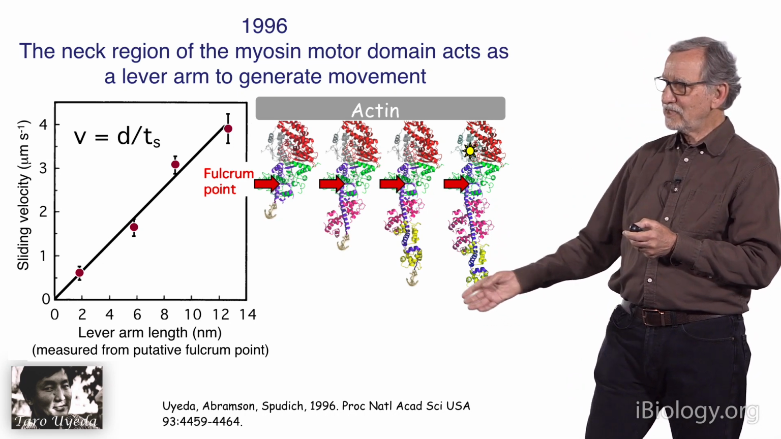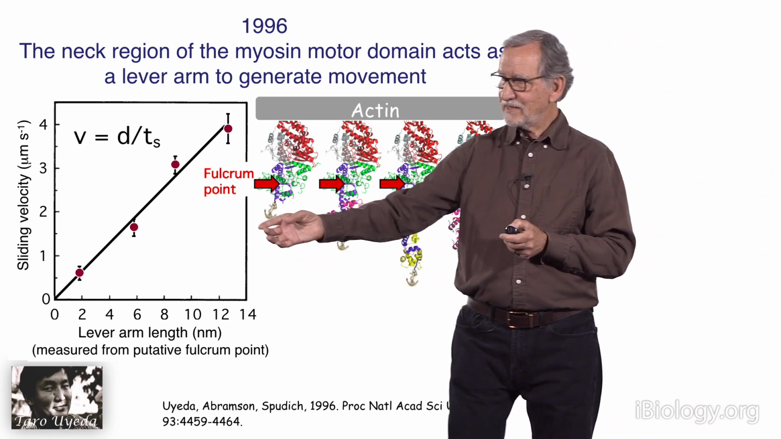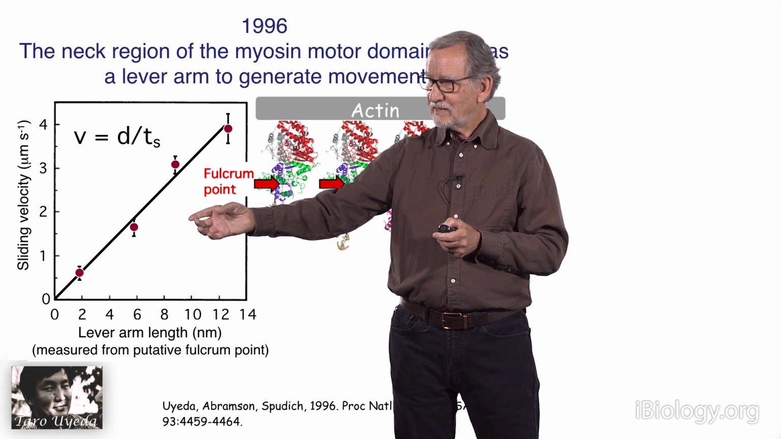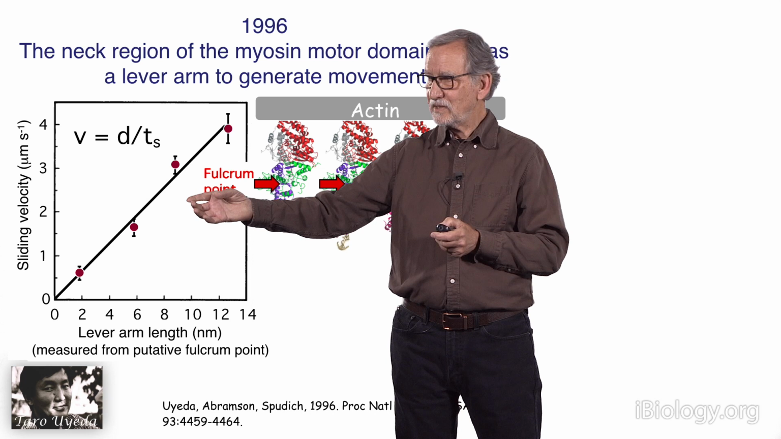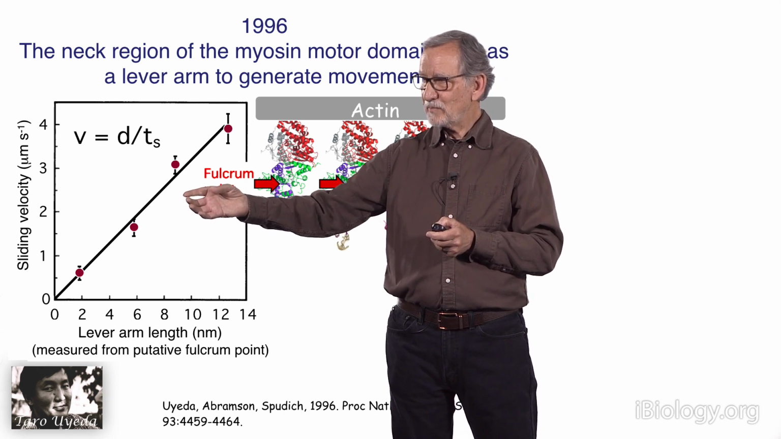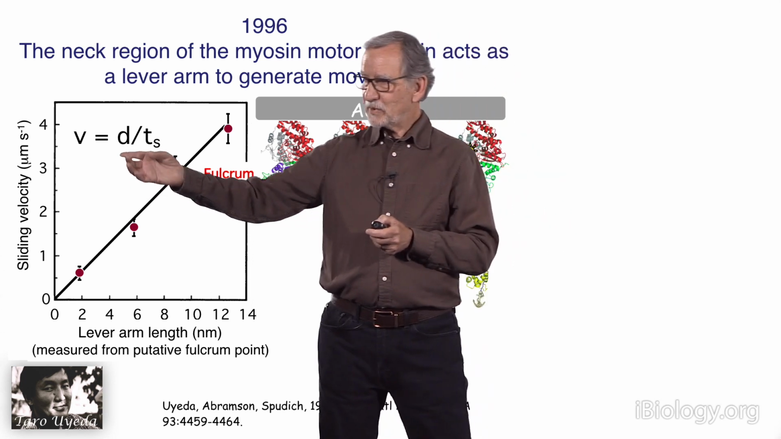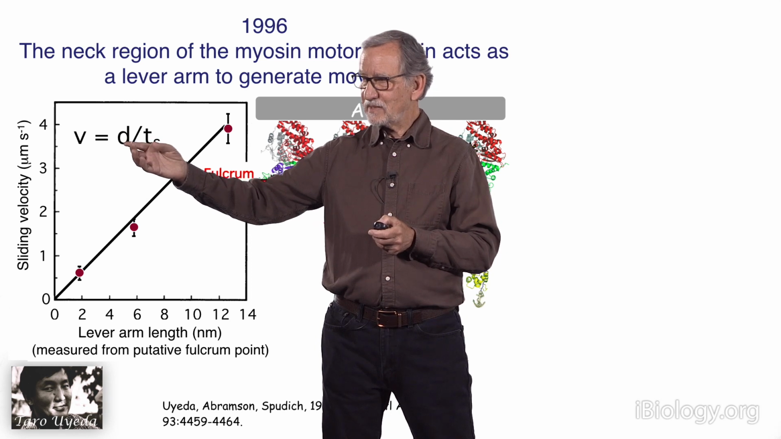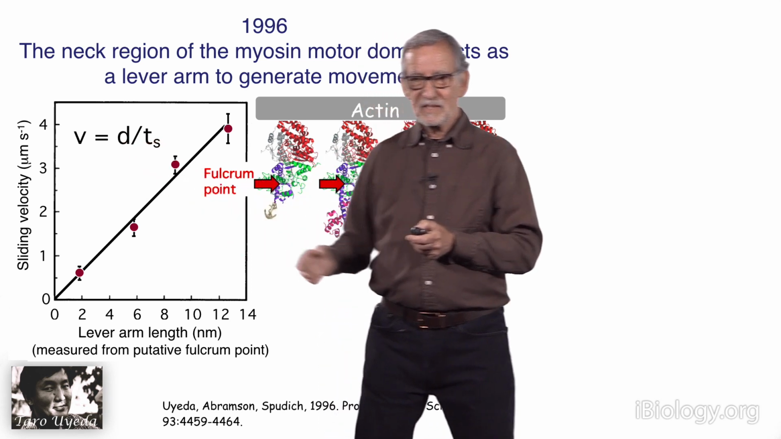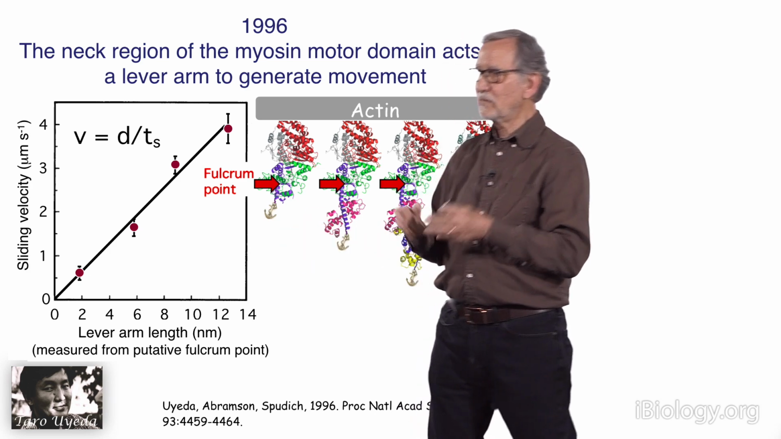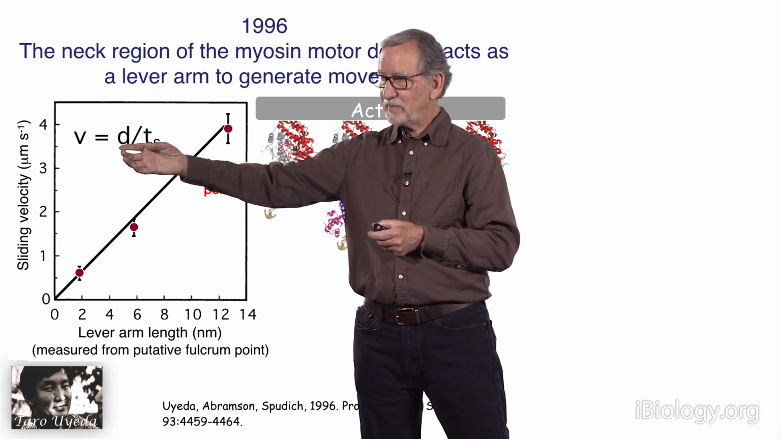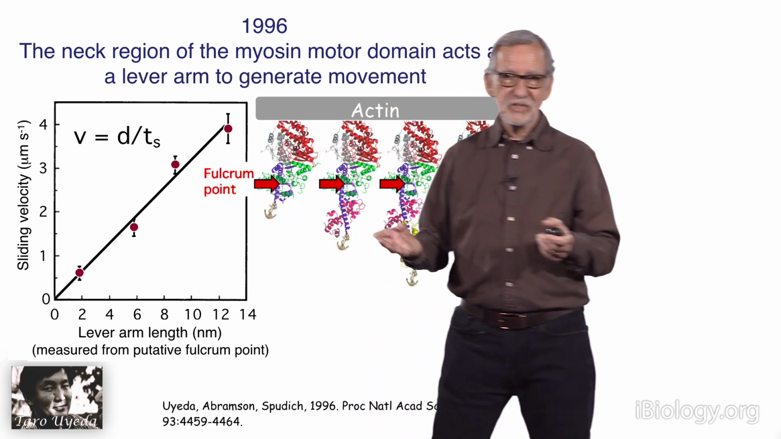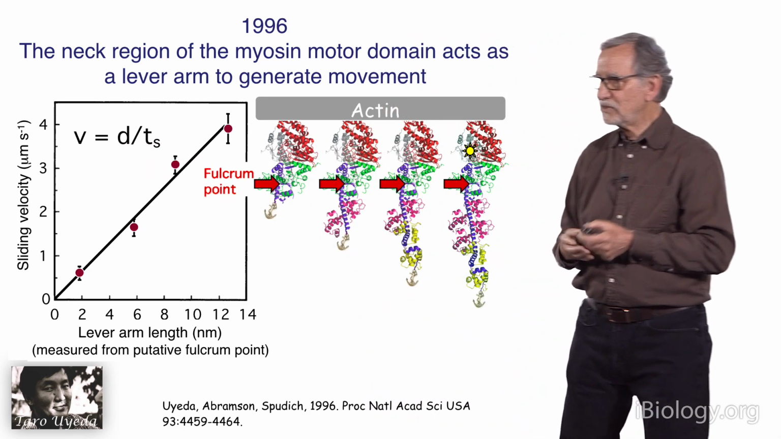And what Taro showed is that the velocity in the in vitro motility assay increased linearly as a function of that lever arm length. And presumably because the displacement that you can get from the lever arm goes linearly. Okay. This experiment has been done multiple times, either using velocity as a measure or actually measuring the displacement itself using the laser traps, and you get the same answer.